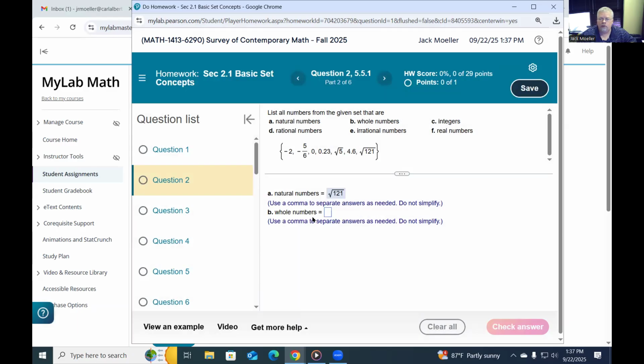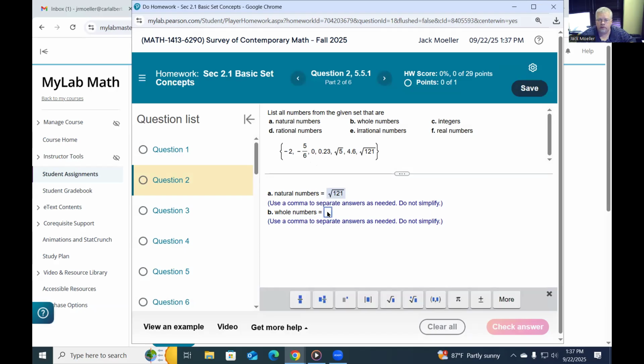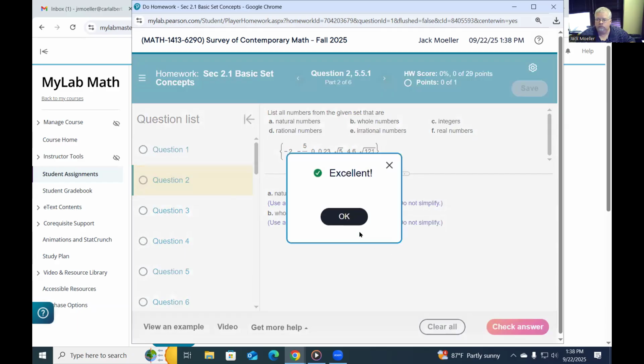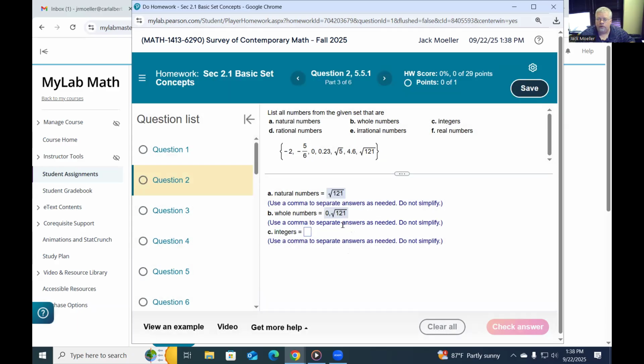So what are whole numbers? Whole numbers are the positive numbers, natural numbers, and 0. Well, 0 is on that list, so now we got to do 0. And don't forget to include the whole number, or the natural number, of the square root of 121. And if you got more than one answer, put the comma between them. So basically, natural numbers are part of whole numbers, which are part of integers.